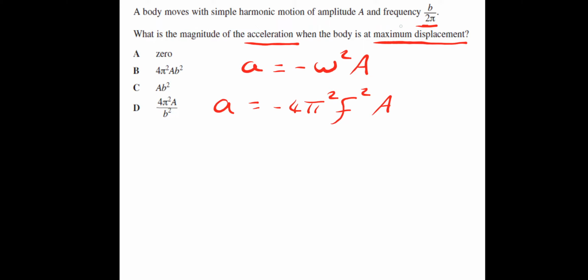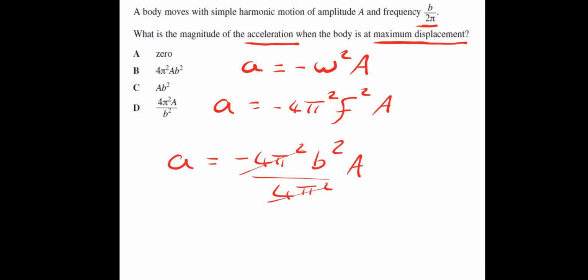Then we just need to substitute in for the frequency, B over 2 pi. So acceleration is equal to minus 4 pi squared, B squared divided by 2 pi squared, which would be 4 pi squared, times A. So the 4 pi squareds cancel out, and we're left with acceleration is AB squared. There is a negative, but it's just the magnitude, so it doesn't matter. So acceleration is AB squared, which is answer C.